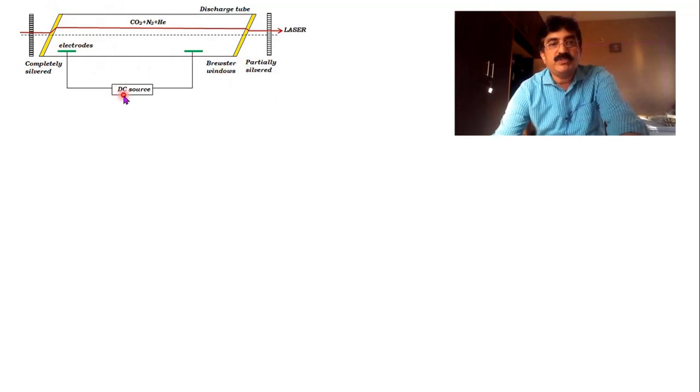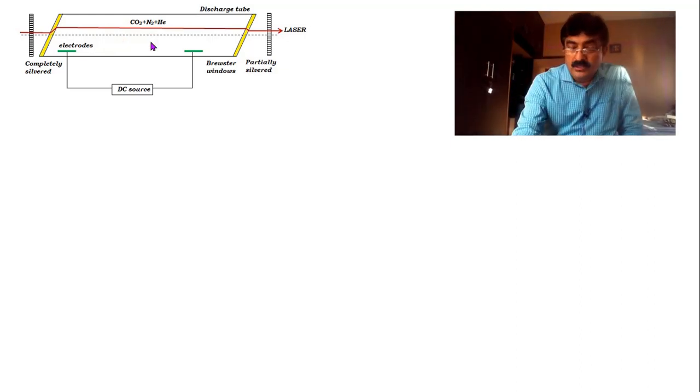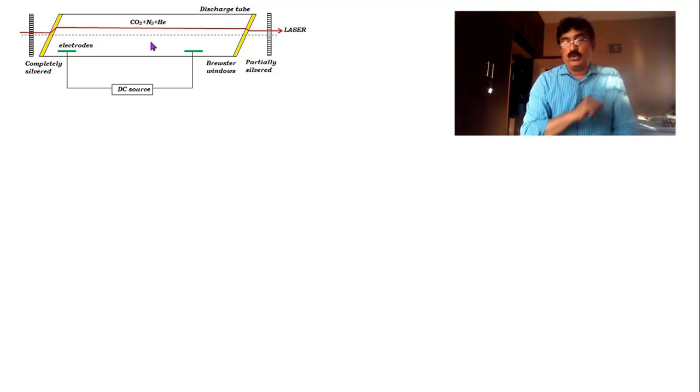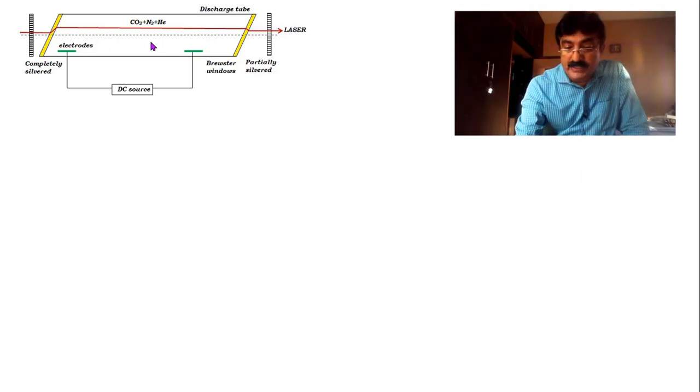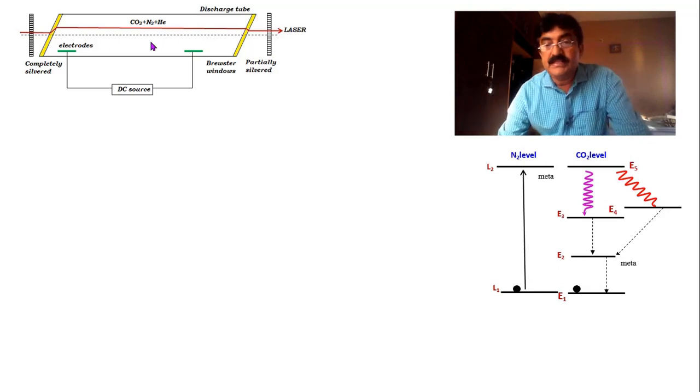Okay, now when you switch on the DC source, the electrodes will give a spark, and inside this tube there will be a sort of discharge, and the electrons are released. Those electrons will go and hit nitrogen. First they will hit nitrogen. Look at the energy level diagram. See, this is the energy level diagram. First part represents the nitrogen level diagram. Second part represents the carbon dioxide level diagram.